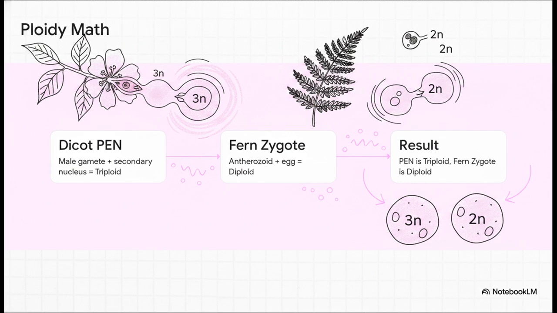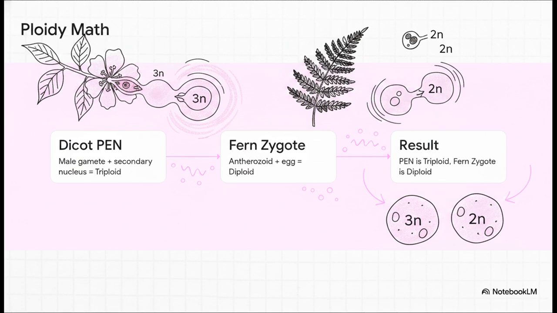One haploid male gamete fuses with a diploid secondary nucleus to form the primary endosperm nucleus, or PEN. 1 plus 2 equals 3, so the PEN is triploid, or 3N. Now contrast that with syngamy in a pteridophyte like a fern. A haploid antherozoid fuses with a haploid egg to produce the zygote. 1 plus 1 equals 2, so the zygote is diploid, or 2N.